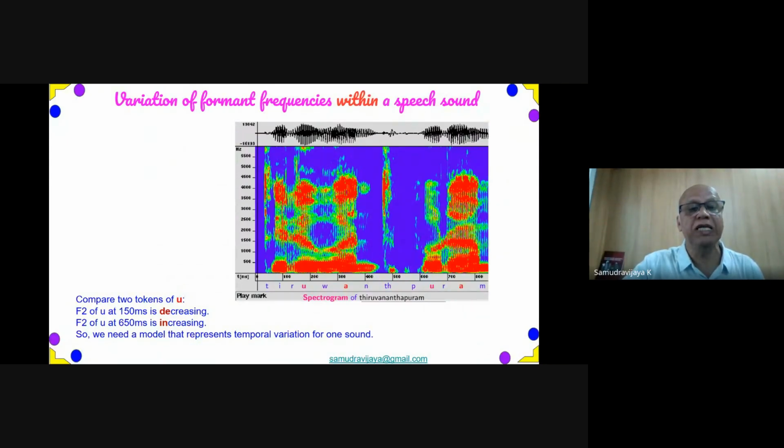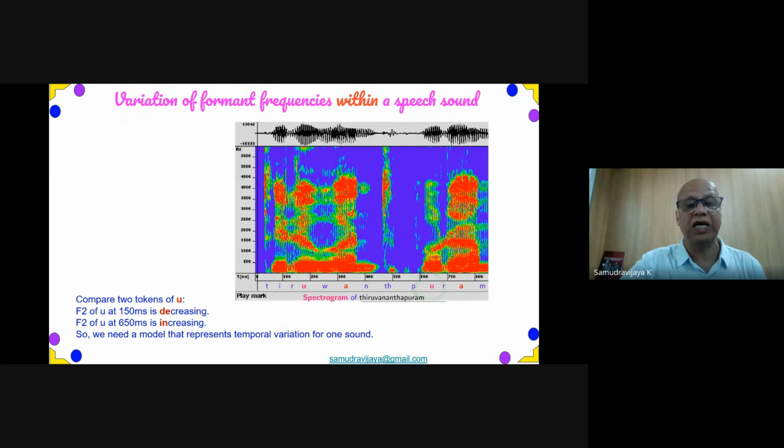Now, here is the waveform, and here is the corresponding spectrogram. The red bars that you see here are the formants. This is the second formant, which I highlighted. The vowel U has occurred here in Thiru, and it also occurred here in Puram. So the vowel U has occurred twice.